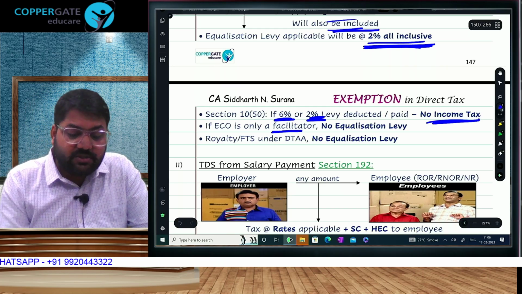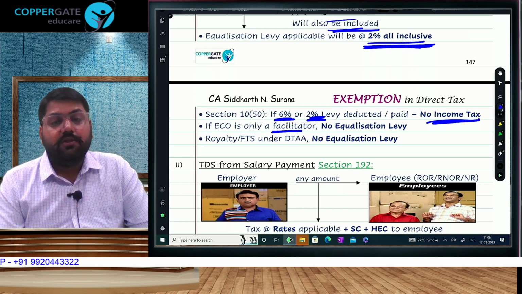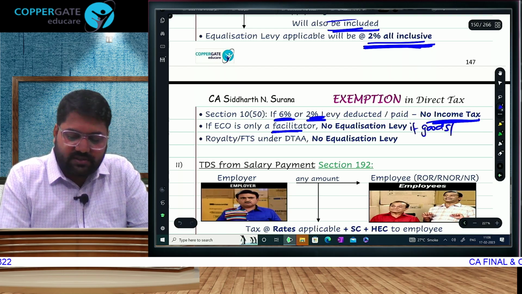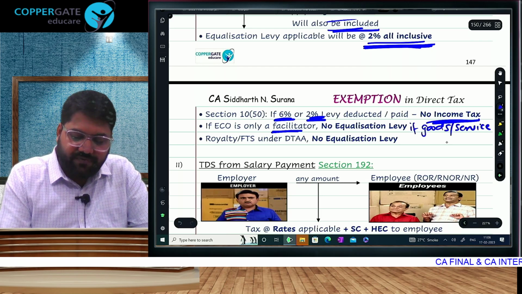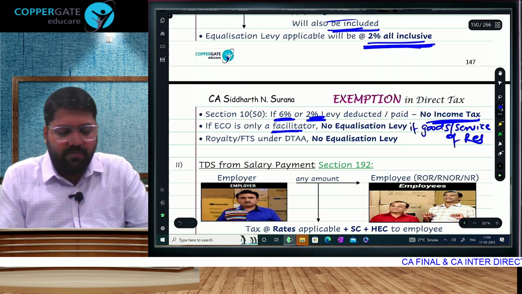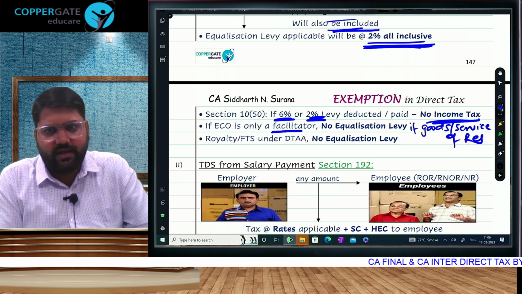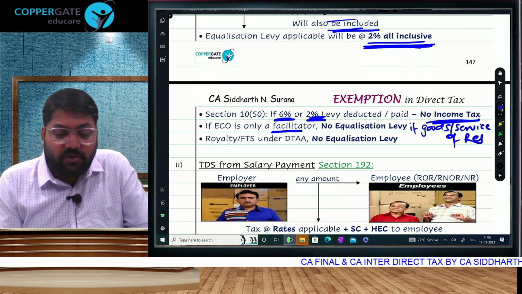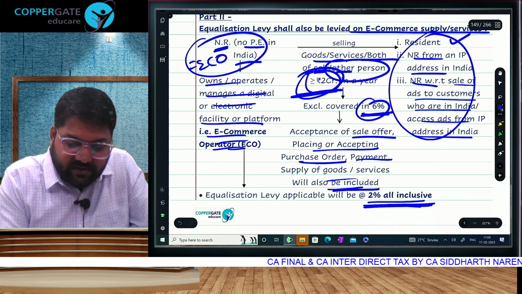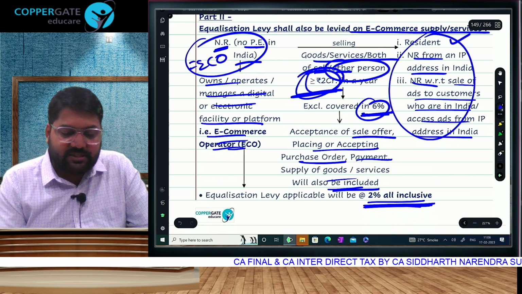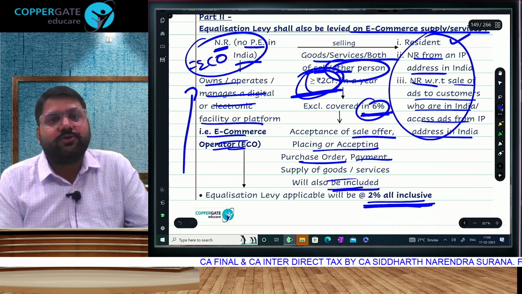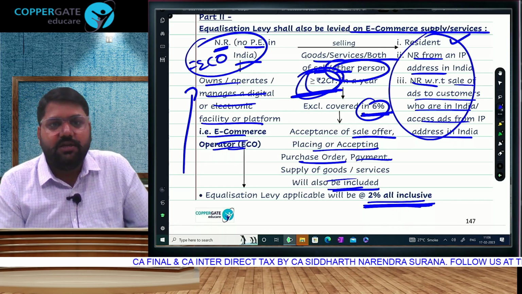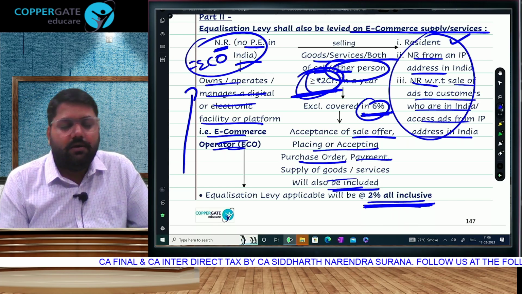If e-commerce is only a facilitator, no equalization levy, if you are selling goods or service of a resident. Understand karo. As of now, if you are selling goods or service of other person, you are covered. But supposingly a resident has listed his goods or services on this portal. Supposingly some Bollywood ka producer has put his movie or web series on Netflix.